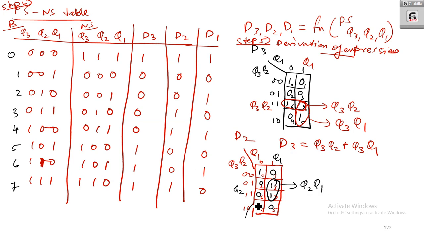Then you can club these other two elements. If I am clubbing those two, what do I get? Q2 bar is common and Q1 bar is common. So that is Q2 bar Q1 bar. Therefore, you can write D2 as Q2 Q1 or Q2 bar Q1 bar. That is D2.